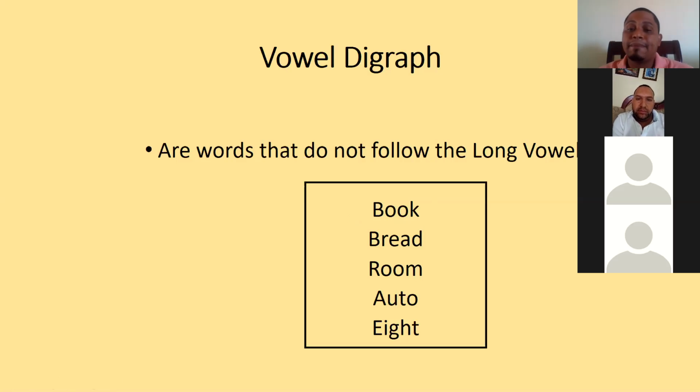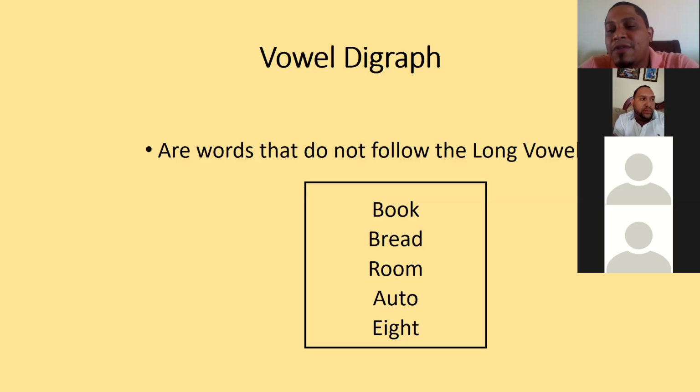And then you say, but teacher, how am I going to know which word follows the long vowel rule number 1 and which word follows the vowel digraph? Because now I don't know. Okay, you know how? I'm going to give you two things. Number 1, from the 100% of words that we use, the vowel digraph only represents 1%. So this means that out of 100 words that you say, 99 will follow the long vowel rule number 1, and only one word will follow the vowel digraph.